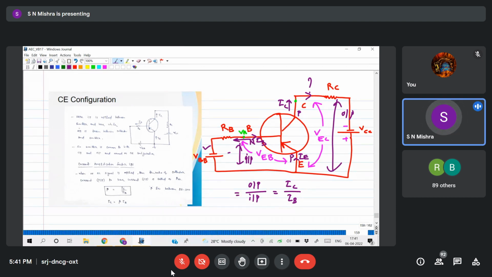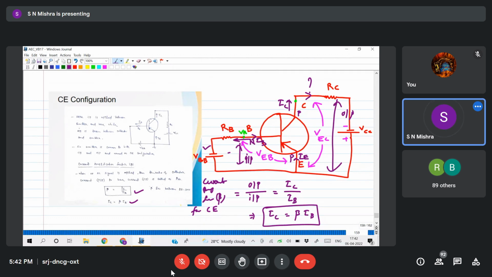Here it is called the current amplification factor, same as the previous case. This is also a current amplification factor, beta, for CE configuration. Alpha is for CB, beta is for CE. Okay. If I cross multiply, what do I get? IC equals beta IB. Yes or no? IC equals beta IB.